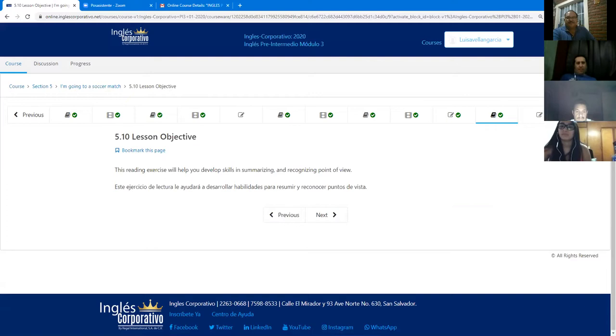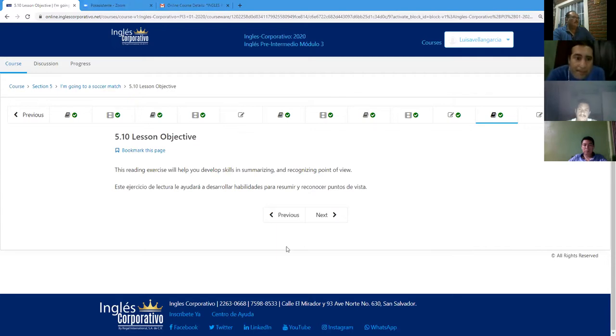Now there is a reading that we're going to do. No questions about the other thing? No. Okay, then let's see. Gio, can you read this objective, please? This reading exercise will help you develop skills in summarizing and recognizing point of view. Good. This reading exercise will help you develop skills. What is a skill? To summarize, where you can reduce, and recognizing point of view, right? Now here we have the next one.